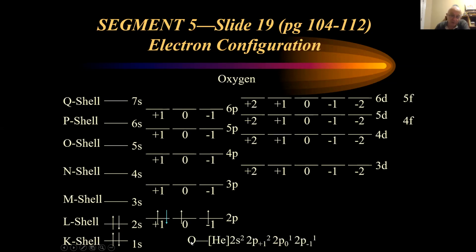We've got the helium core again. Remember, that's this part right here. Outside that core, we've got a 2s with 2 in it. And then we got the 2p +1 with 2. And then the 2p0 with 1. And the 2p -1 with 1. So that is the orbital designation for oxygen.